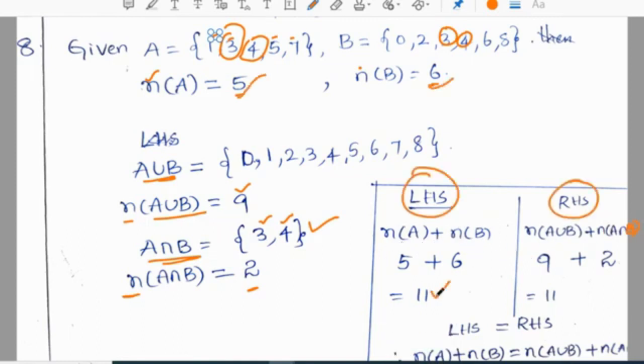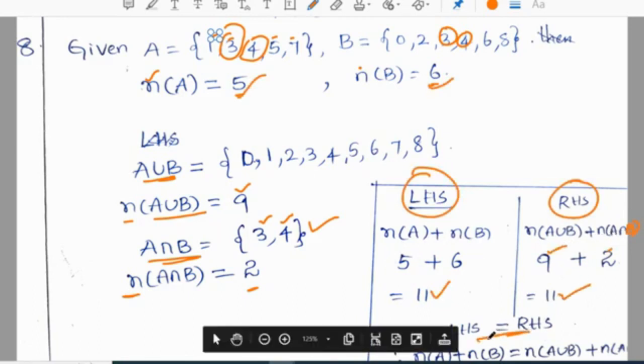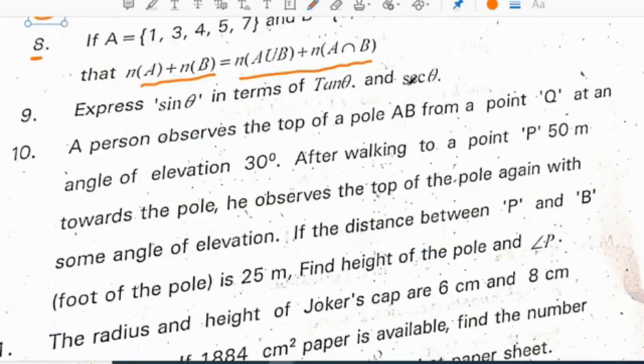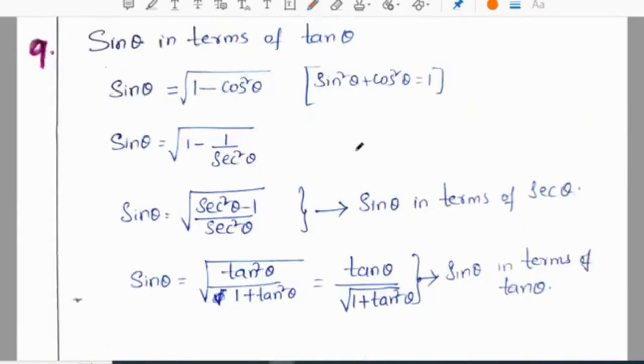So n of A plus n of B is 11, and n of A union B plus n of A intersection B, which is 9 plus 2, is also 11. Clearly left hand side and right hand side are equal. We can say that n of A plus n of B is equal to n of A union B plus n of A intersection B. Hence it is verified. Express sin theta in terms of tan theta and secant theta.